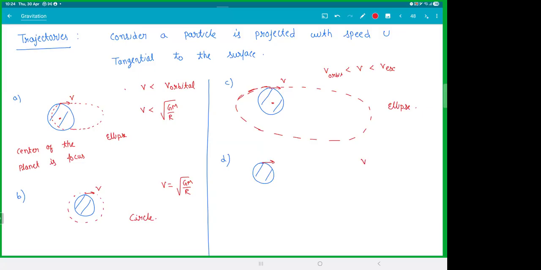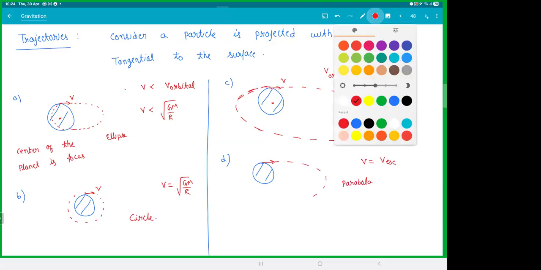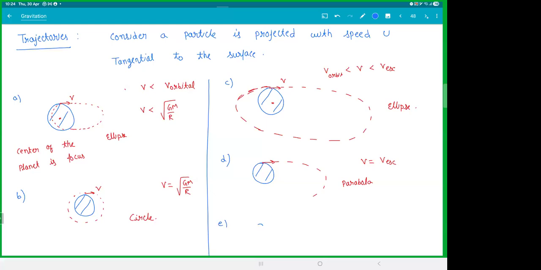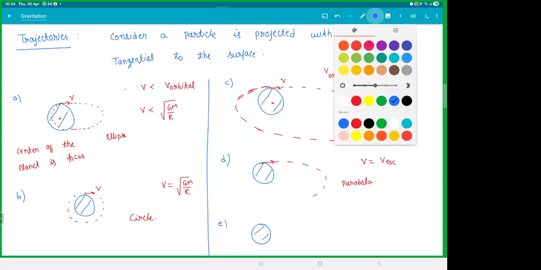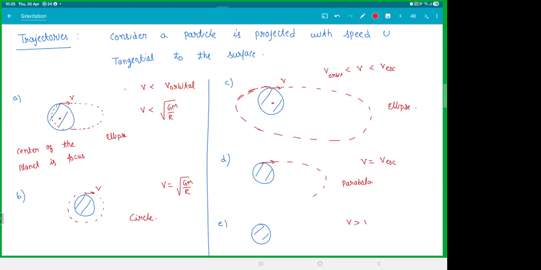So if you project v equal to v escape, you get a parabola. Now a parabola is an unbounded curve, so it escapes to infinity. Literally, you're getting all the shapes. Suppose you project v greater than v escape, these are good theoretical questions. BITS and CET do ask stuff like this. Again, it goes off in a curve. This is a hyperbola. There you literally got all your conic sections. Depending on the speed with which you're projecting, you can get different trajectories.